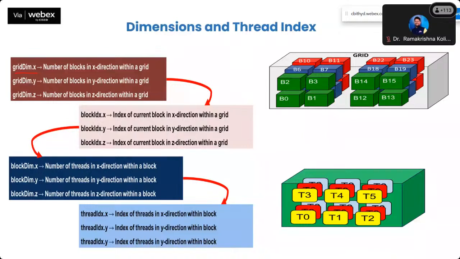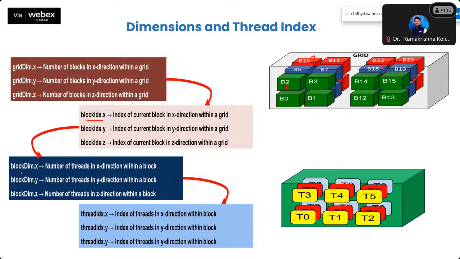After that, each block has a unique number, because each block has a unique position. This unique position is a coordinate, and we need to identify the coordinate of that block. That is the reason we use blockIdx.x, blockIdx.y, and blockIdx.z. Idx indicates the index of that block in the x, y, and z directions. So this is a coordinate system, and you will get the three coordinate values of that particular block.